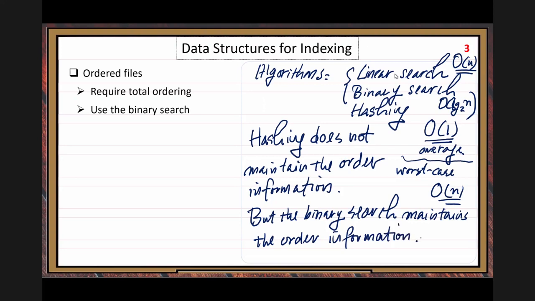This property is very useful. Order information is extremely useful, so we don't want to lose it. Whenever it is possible, that means the data has total order, our first priority is to use binary search-based indexes, so we can preserve the order information. In many applications, order information is very useful. If you lose it, it's not convenient to use the data. So it's a big advantage, and we don't want to lose it.